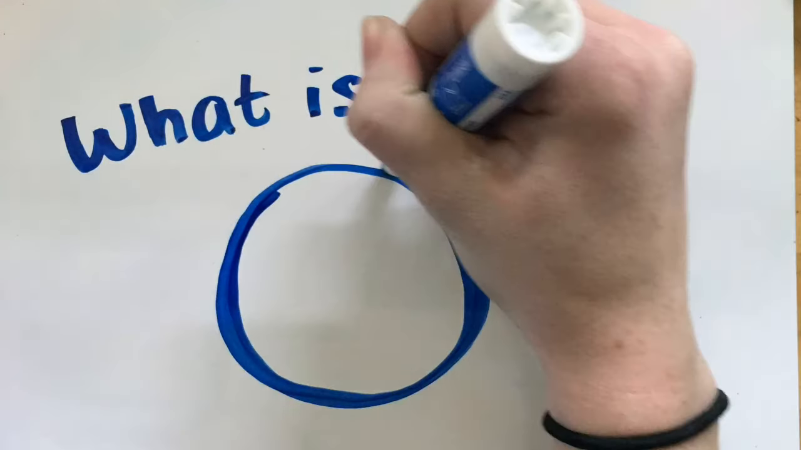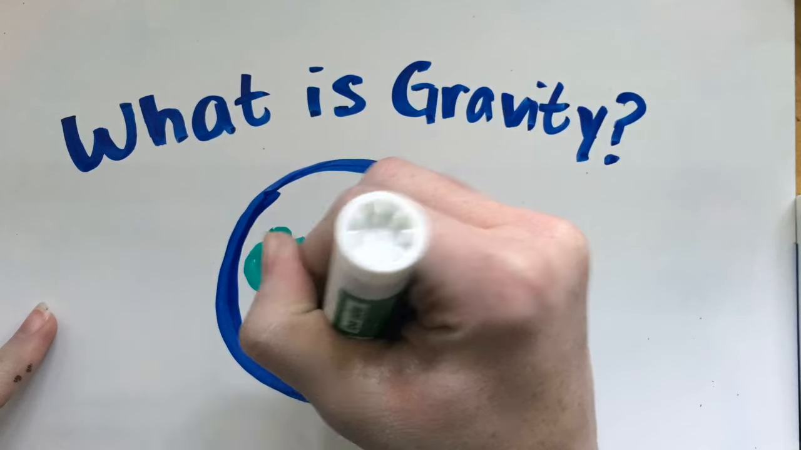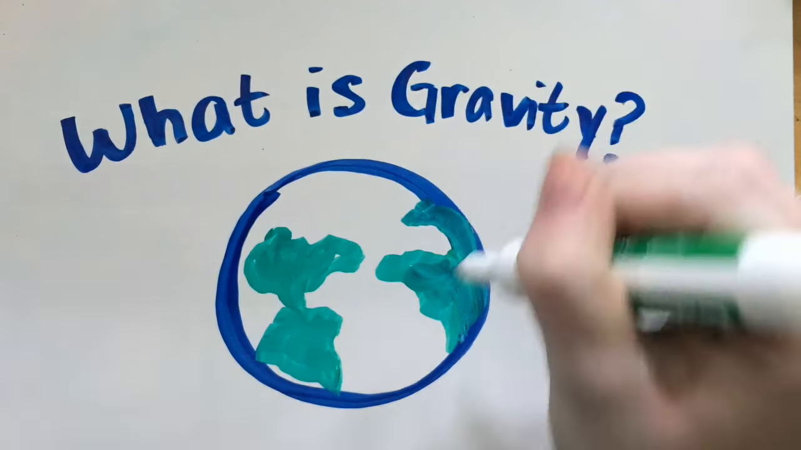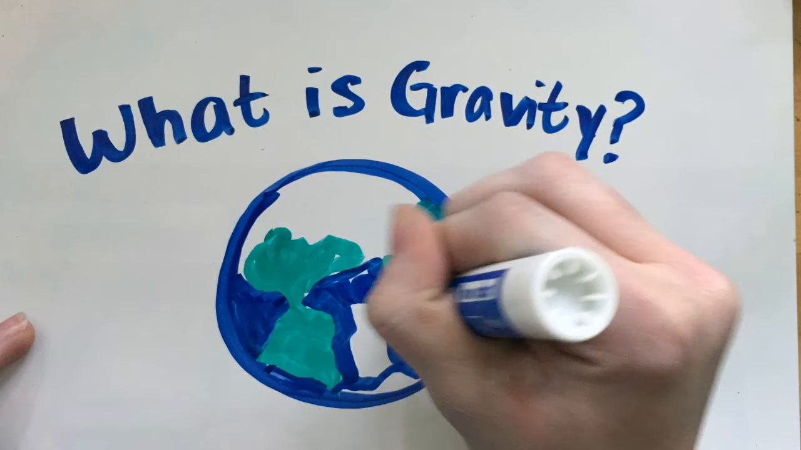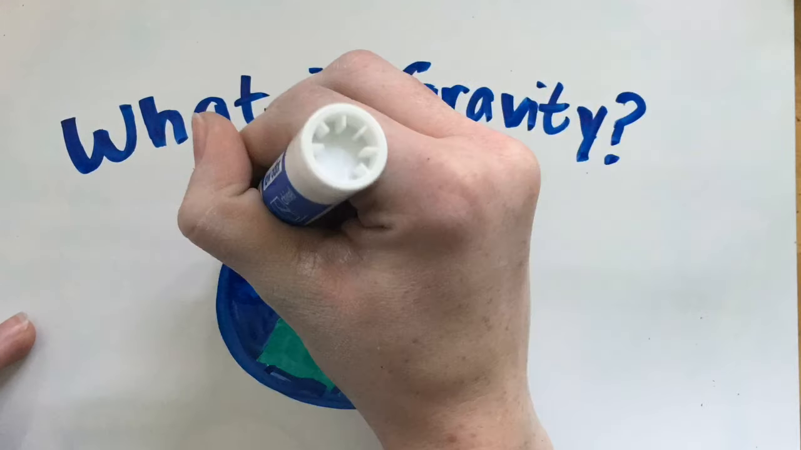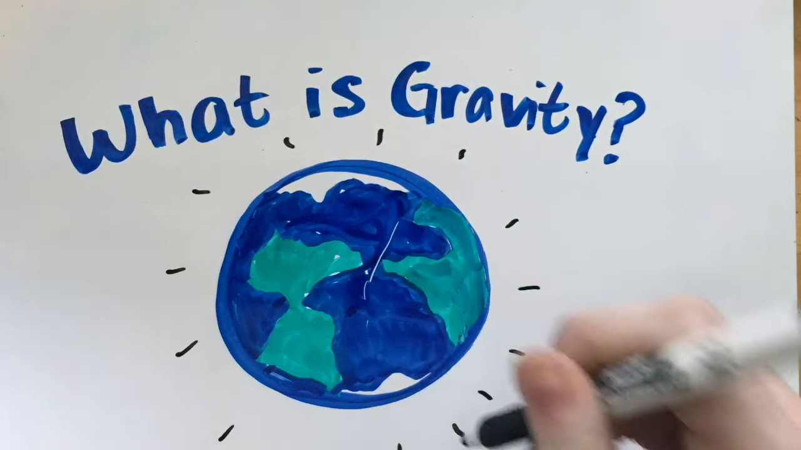What exactly is gravity? Well, basically it's a force that pulls two objects toward each other. Anything with mass has gravitational pull, and the more massive an object is, the more gravitational pull it has. Earth's gravity is what pulls everything towards the ground and what causes objects to fall when you throw them up.